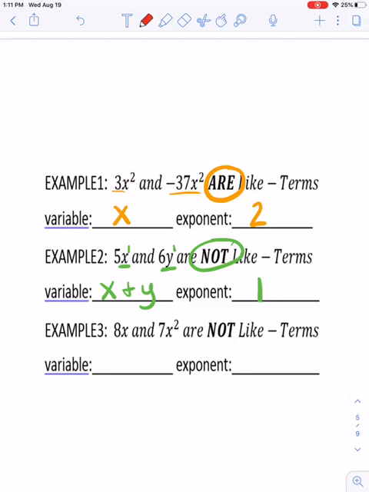On this last one, variables, both x, so that part's great. However, the first one is raised to the first power, and the next one is raised to the second power. So they are not like terms. Again, in order to be like terms, you have to have the same variable raised to that same power.